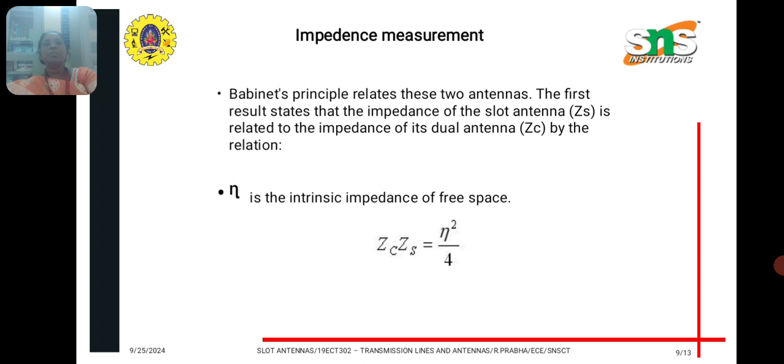For the impedance measurement of the slot antenna, we can use Babinet's principle. The first result states that the impedance of the slot antenna Zs is related to the impedance of the dual antenna Zc by the relation Zc Zs equals lambda squared, eta squared by 4. Here eta is the intrinsic impedance of free space. It is 377 ohms.